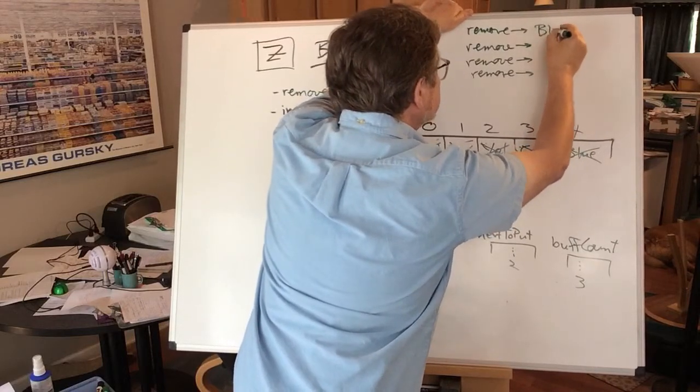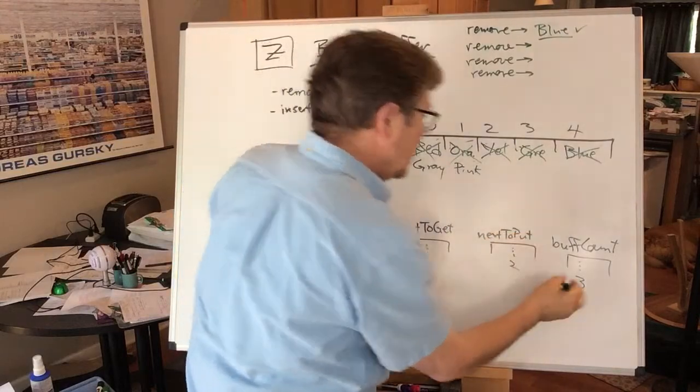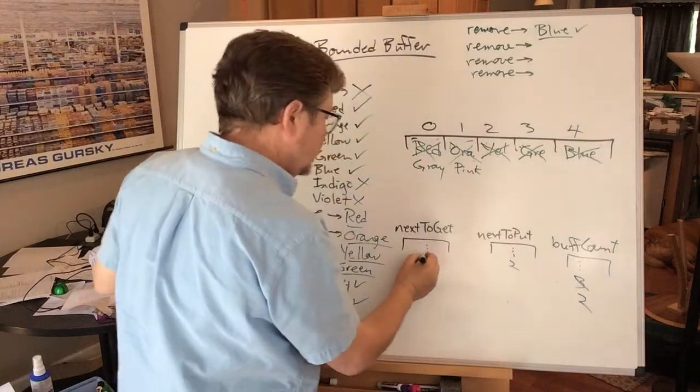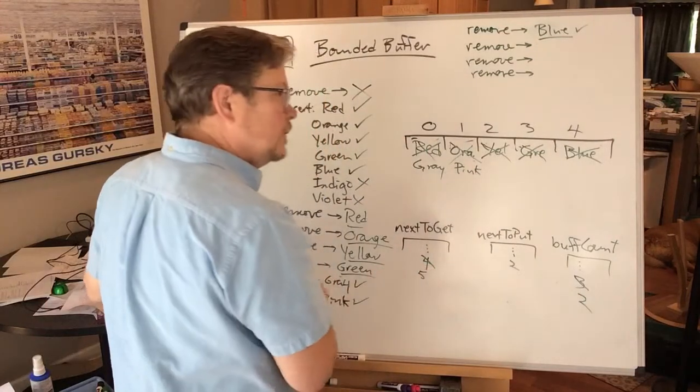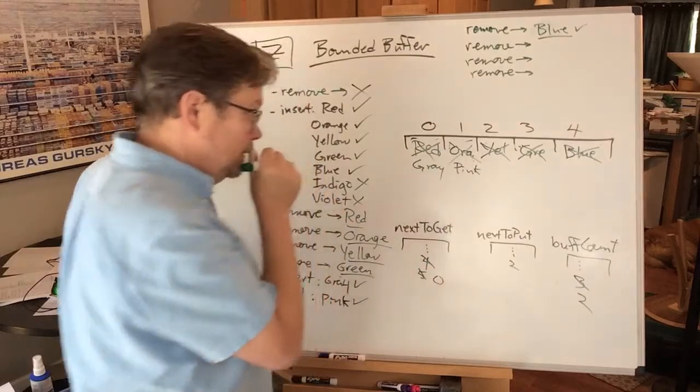Blue got. Buff count will go down to 2 when we get blue. And next to get does the wraparound thing. It temporarily goes up to 5, and then you test it and say, well, no, you can't stay at 5. You got to go back to 0.